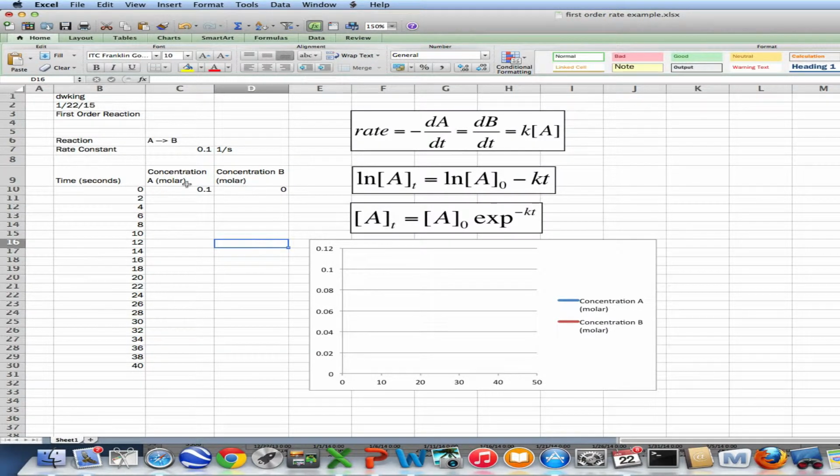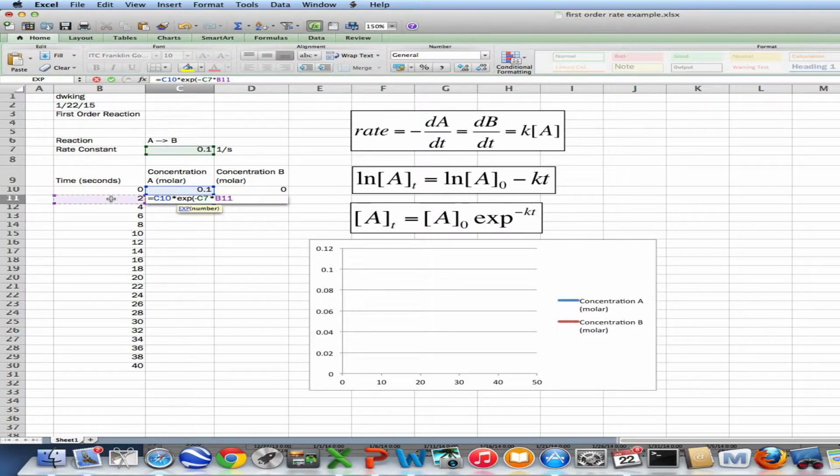And so if I want to do this in Excel, I have time in column B. I'll start with a concentration of 0.1, and I can predict the concentration in the future by saying A at time t is going to be equal to the concentration at time 0 times the exponent of negative k times t.